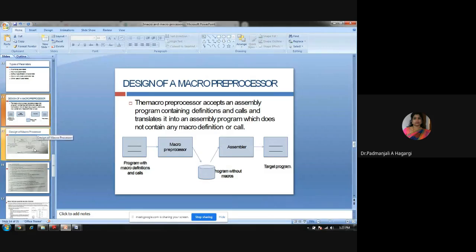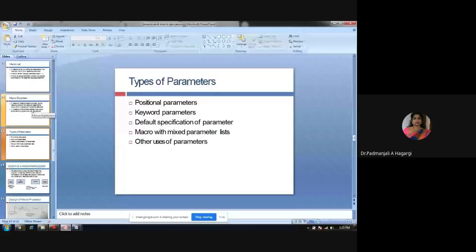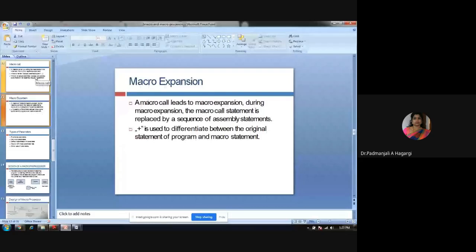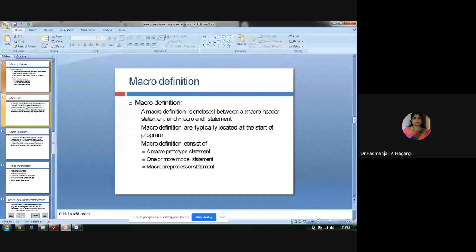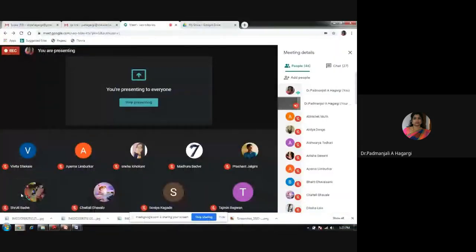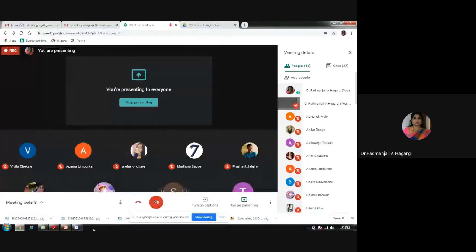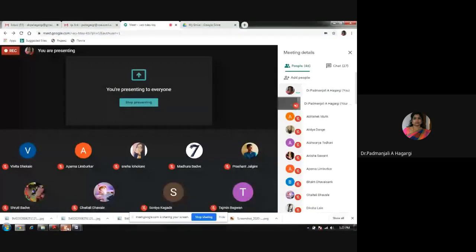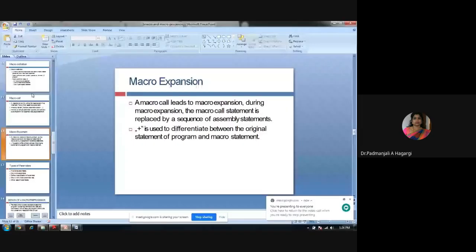I have told you in the previous class how a macro can be called, and also what a macro is. The macro has three components: macro definition, macro call and macro expansion. All three components I have told you about, how it executes, how it calls the macro, and how it gets substituted, which is nothing but the macro expansion.